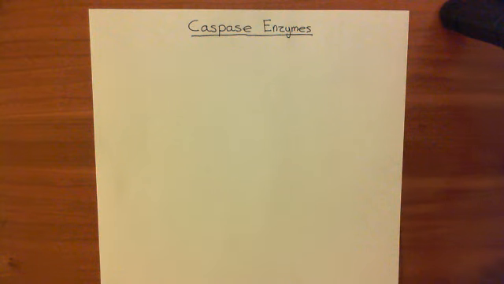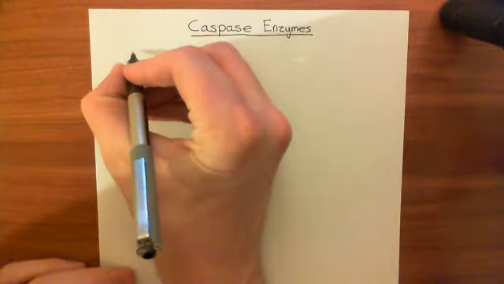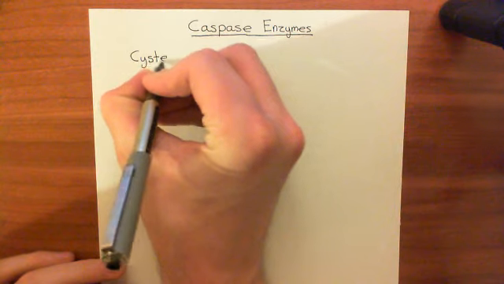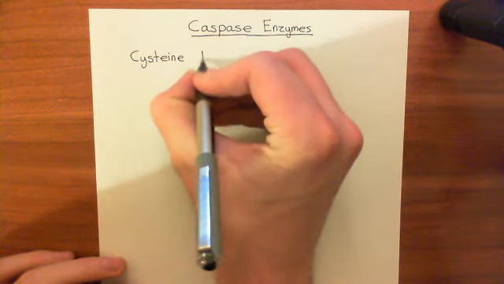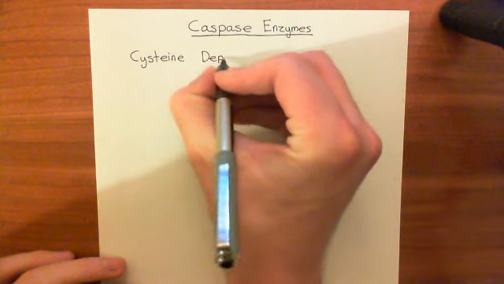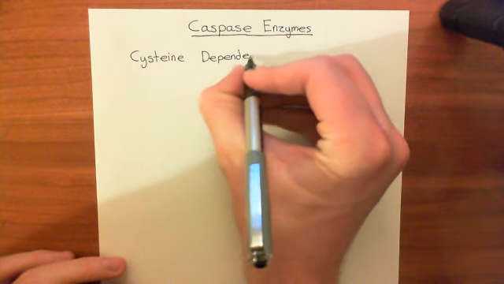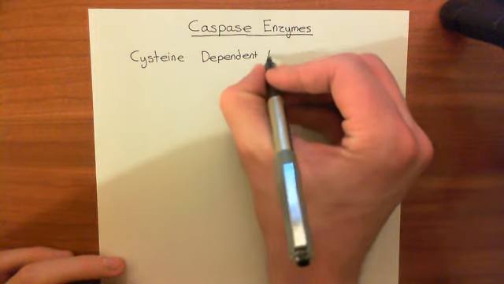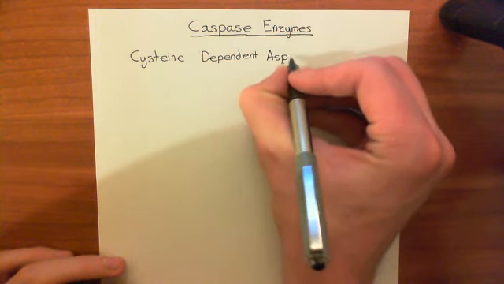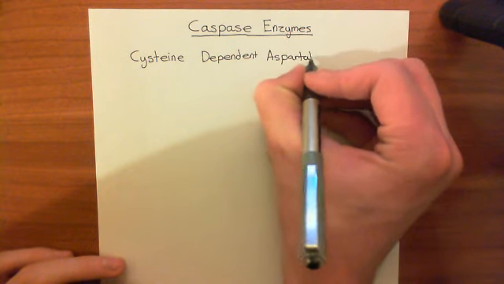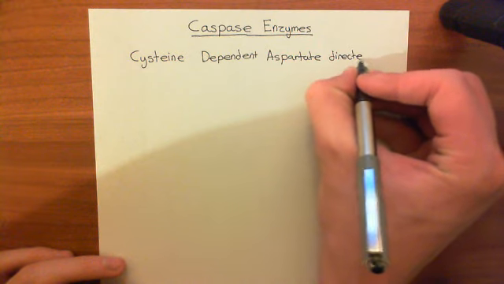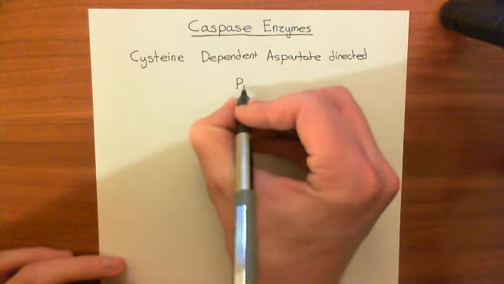Okay, so firstly, what does caspase actually stand for? Well, this is what it stands for. The full name of a caspase enzyme is a cysteine-dependent aspartate-directed protease. So cysteine-dependent aspartate-directed protease. That is what caspase stands for.